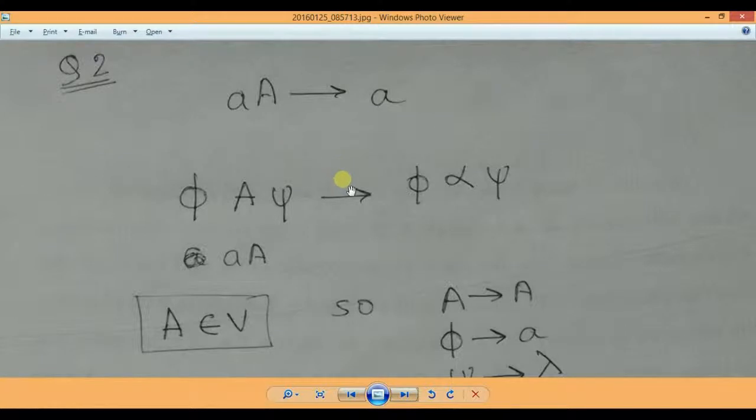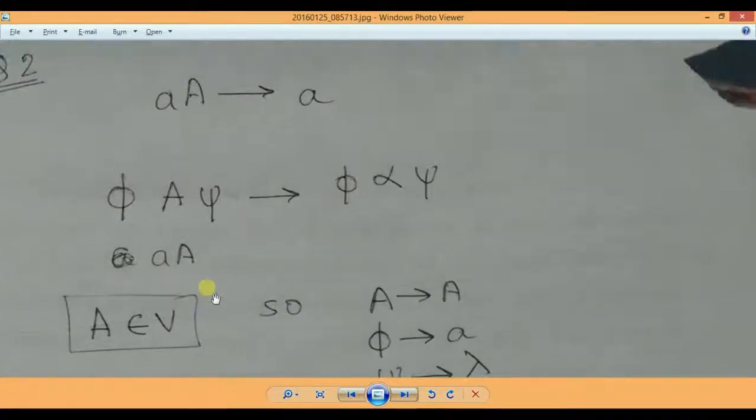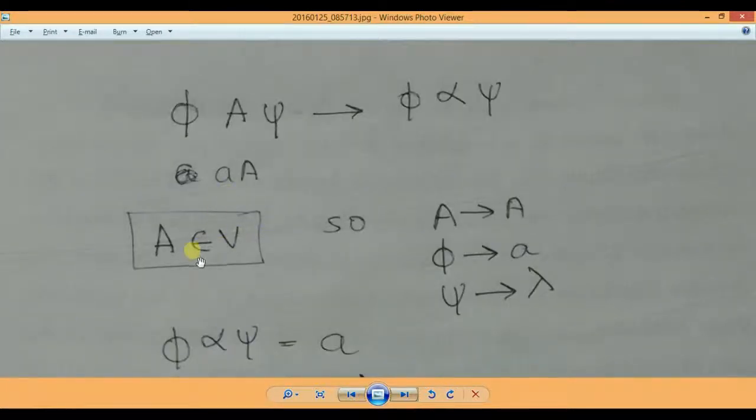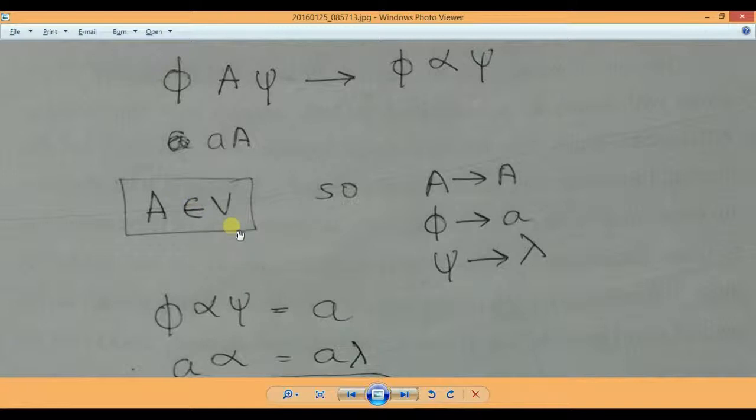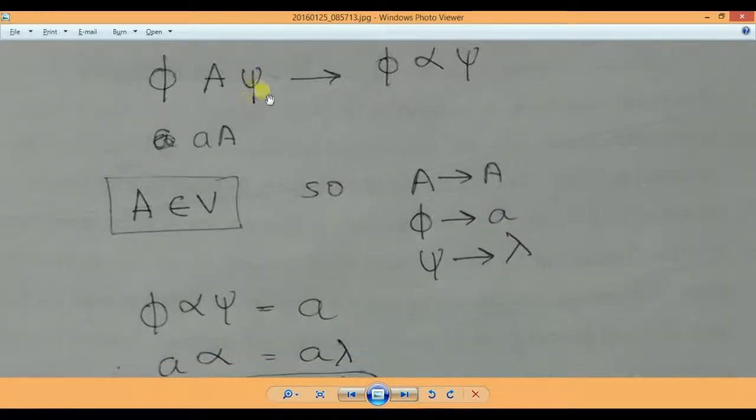Okay, let's take another example. Small a capital A, which tends to a. Comparing the general form phi a psi, which tends to phi alpha psi, and the left hand side that's given here is small a capital A. We know that a belongs to a set of variables, so a must be a capital letter. So we can assume that this a is equal to this a, so phi is the small a, and psi is nothing, so it's lambda.